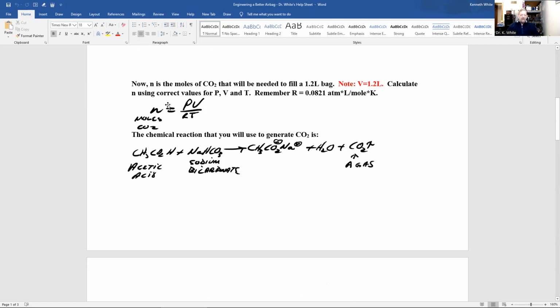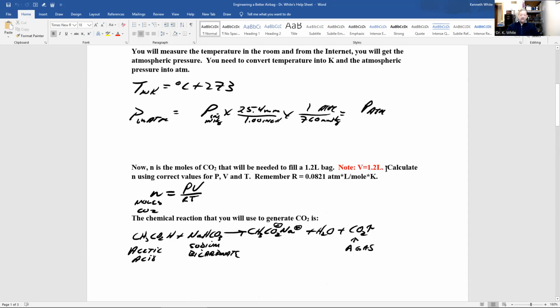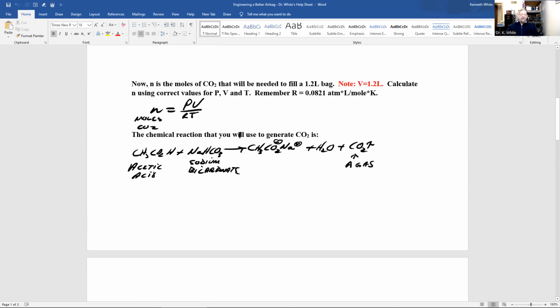Now, n is the number of moles of CO2 you'll need to fill a 1.2 liter bag. And for this part 1 activity, V in PV equals nRT equals 1.2 liters. Calculate n using the correct value in units for T that you measured here, for the pressure here. And that will give you the moles of CO2 generated.